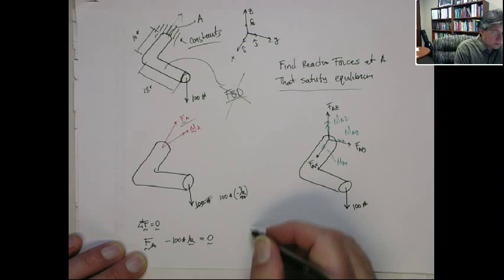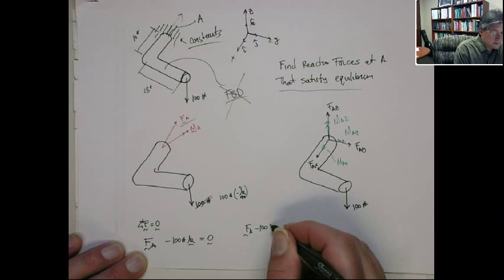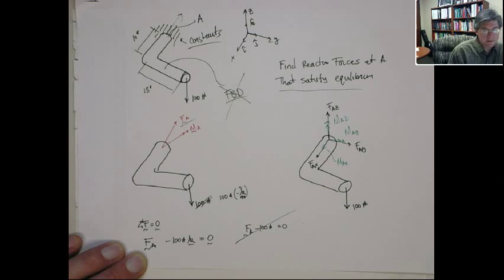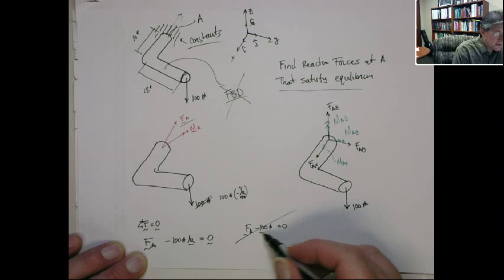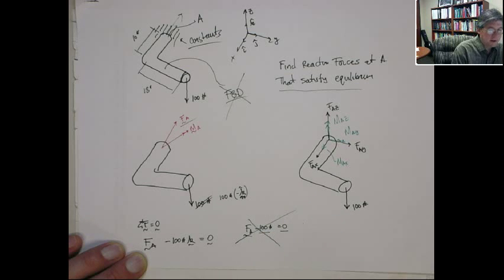Writing something like this is incorrect. It's meaningless because this is a scalar, this is a scalar, and this is a vector. You can't add a scalar to a vector. It doesn't work. You have to make sure you have the unit vectors here on the forces. And likewise, if it goes to 0, it's not a scalar 0, it's a vector 0.